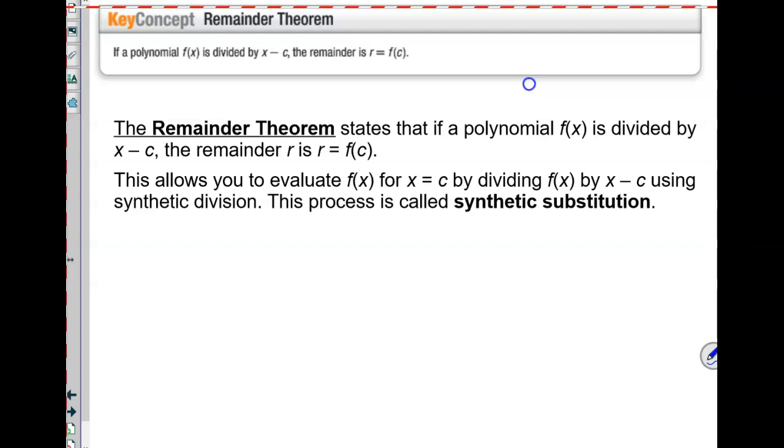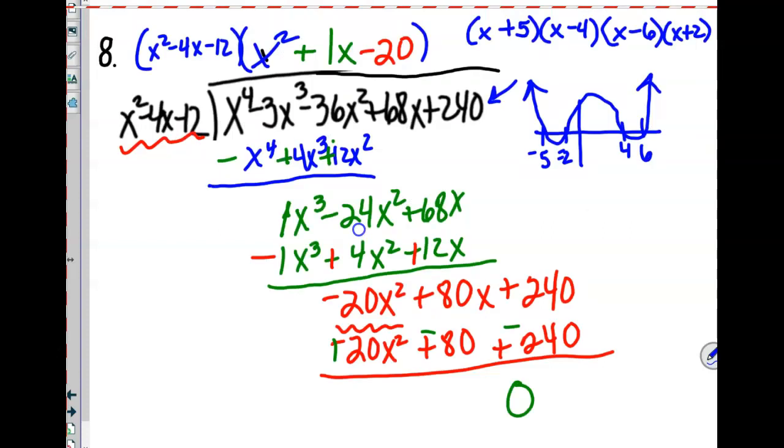Okay, so the remainder theorem, it is kind of funky. It says if you divide by x minus c, the remainder is the same as f of c. Okay, so if we want to know what the remainder was going to be for this, yes, no.